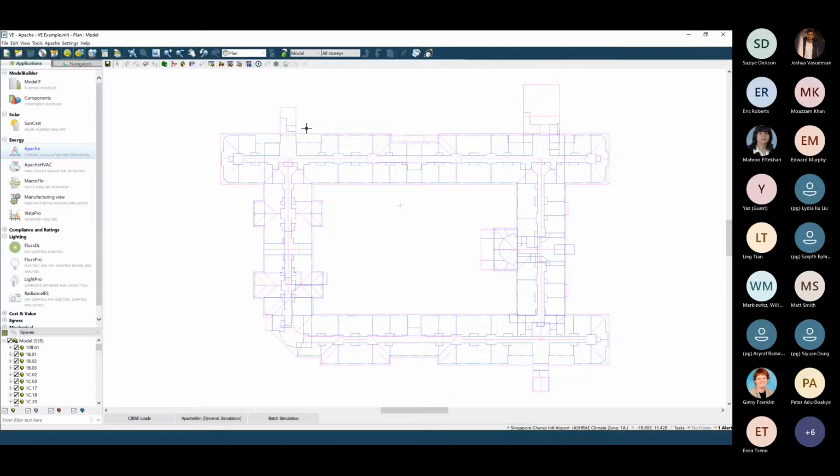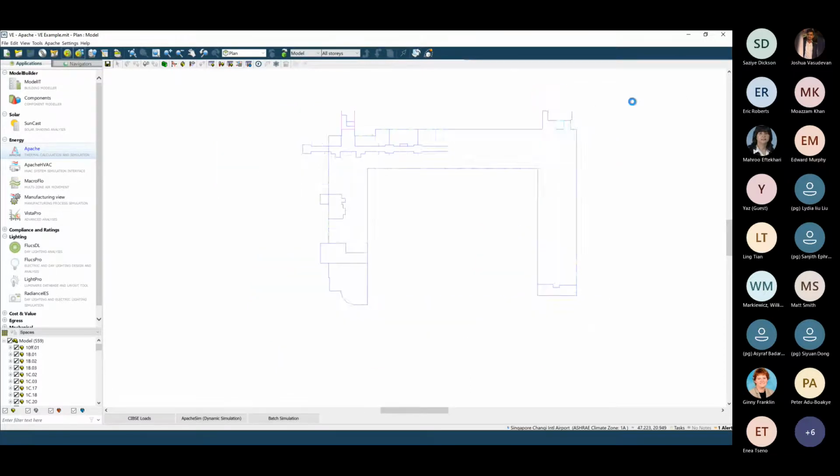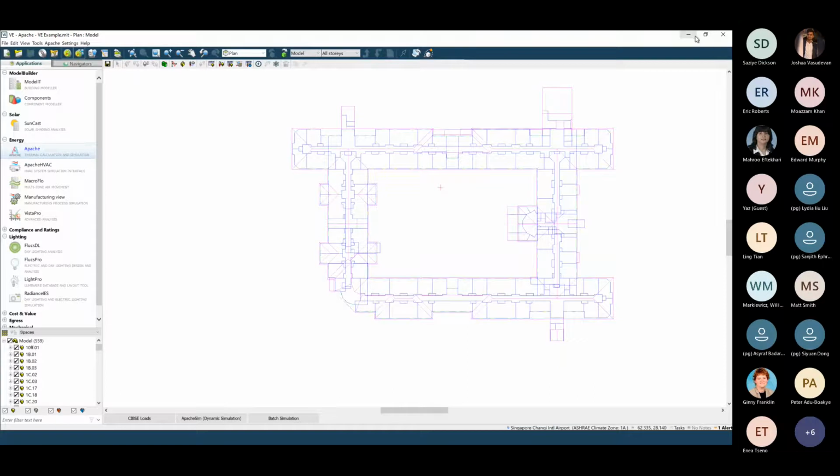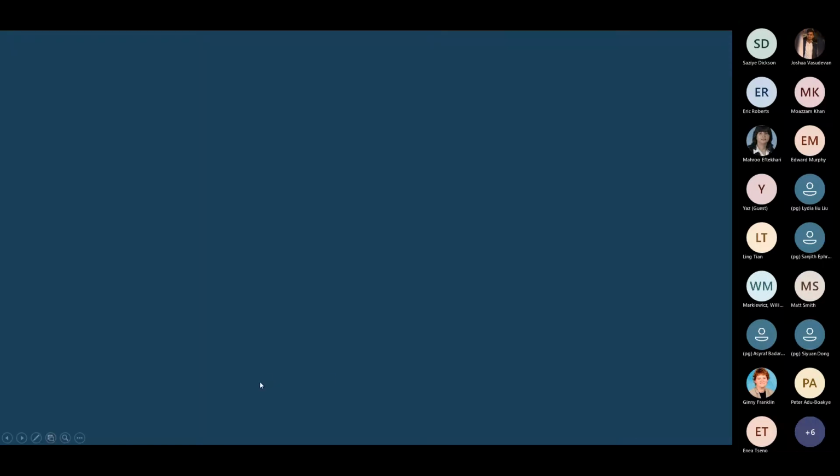And that's how we will look at a single building. But with IES, we are looking at tackling the built environment at bigger scales than just buildings. We want to start looking at multiple buildings.